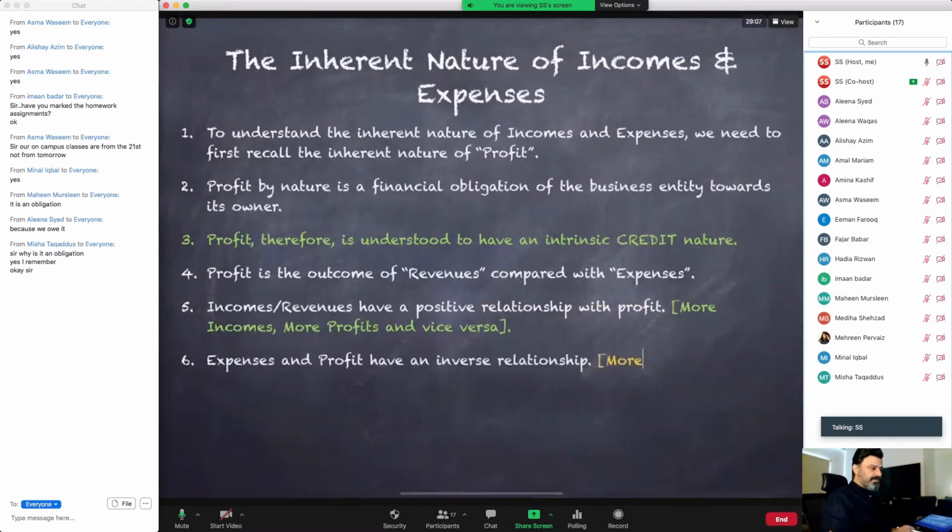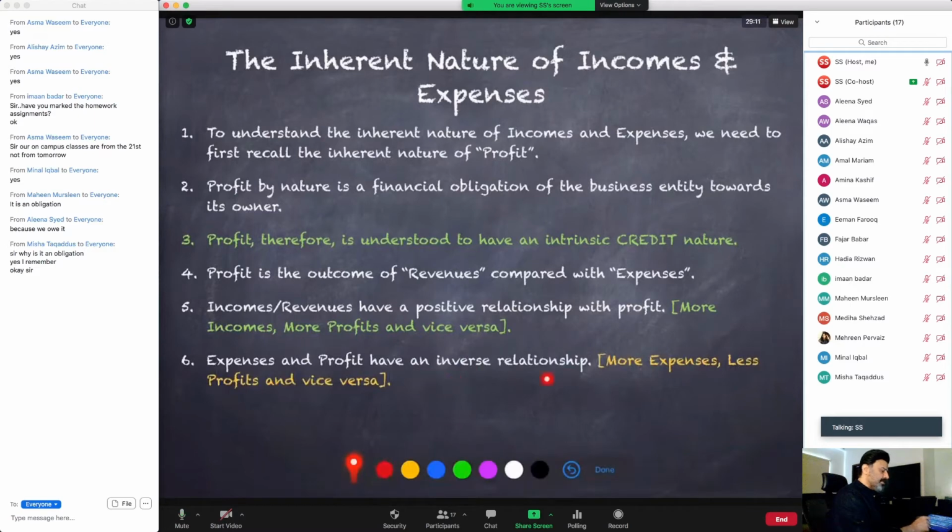Expenses and profits have an inverse relationship. Inverse relationship means they will move in opposite directions. That means if your expenses increase, your profits will decrease. More expenses, less profits, and vice versa: if you have lesser expenses, you will end up getting more profits.